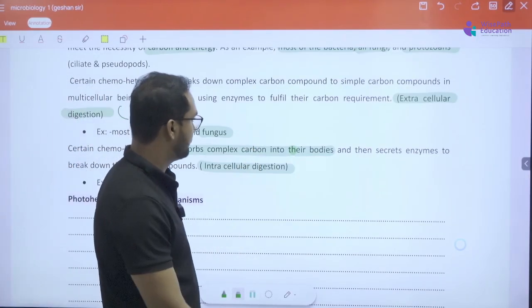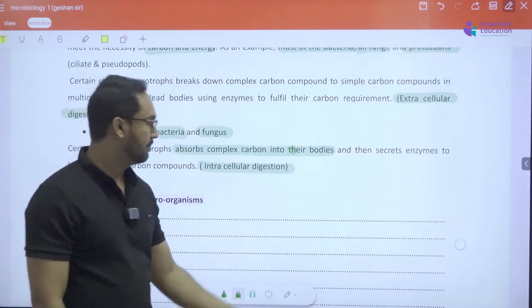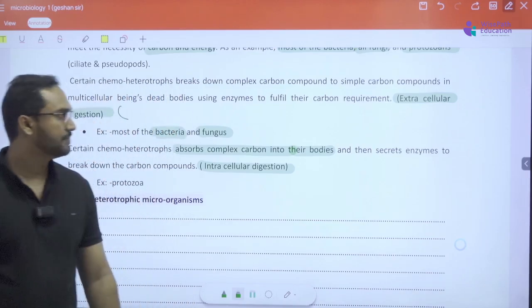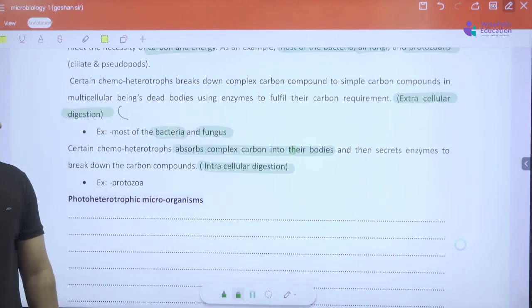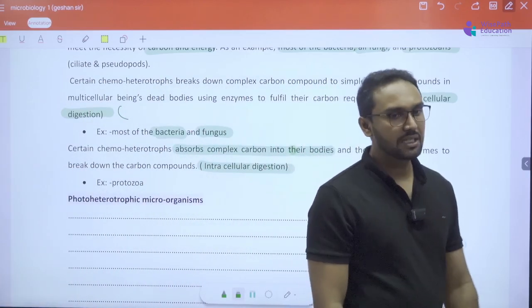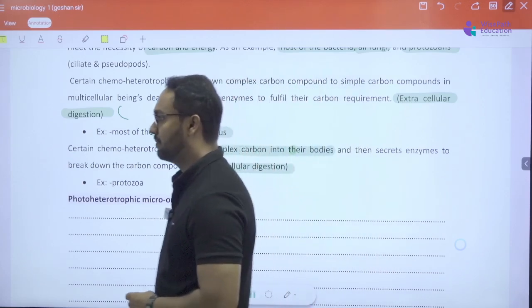Intracellular digestion. Shall we write down this one? A simple definition of intracellular digestion. Write down. It grabs the food particles.